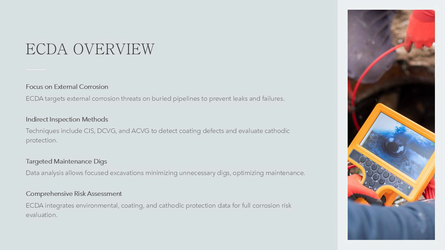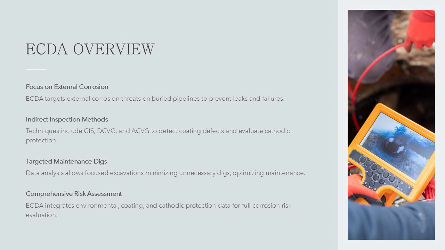ECDA focuses on external corrosion threats, particularly on buried pipelines. It involves indirect inspections such as close-interval surveys, CIS, direct current voltage gradient, DCVG, and alternating current voltage gradient, ACVG, to detect coating defects and assess cathodic protection effectiveness.